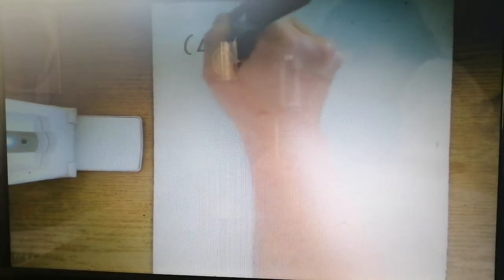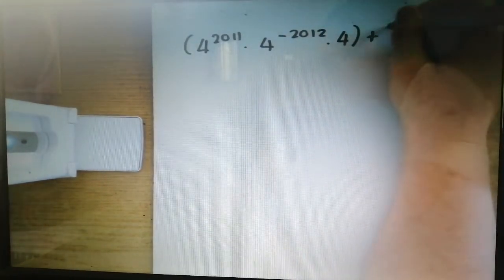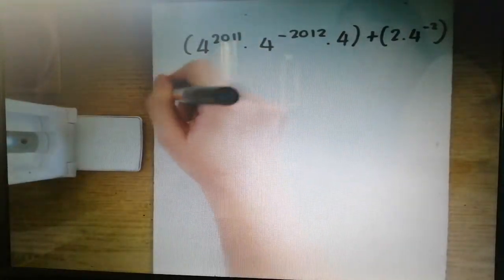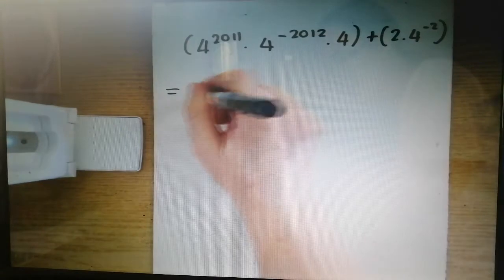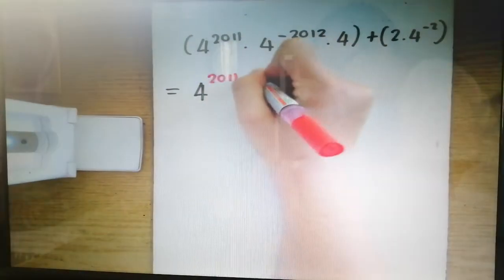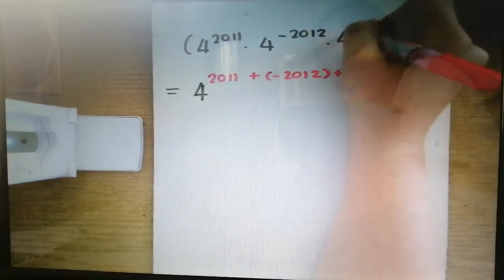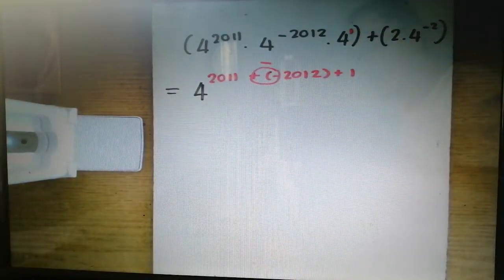4 to the power of 2011 times 4 to the negative 2012 times 4, and people freak out because I've got these very big exponents. Is it a problem? No. Use my law of exponents: same bases, keep the base, add the powers. So I'd have 2011 plus negative 2012 plus 1. Remember, this positive and the negative just creates a negative.